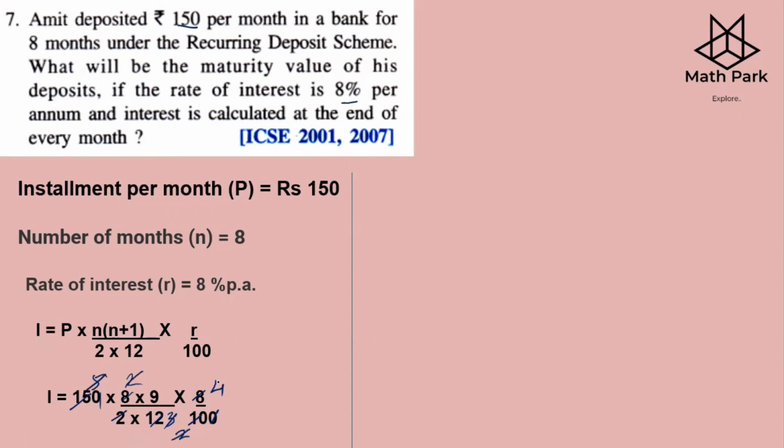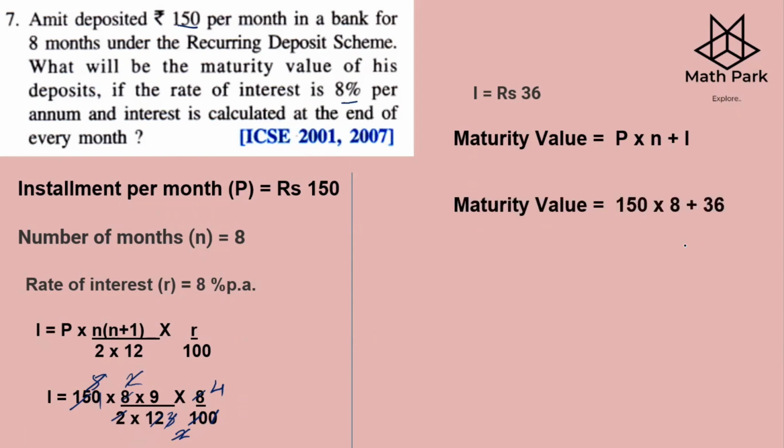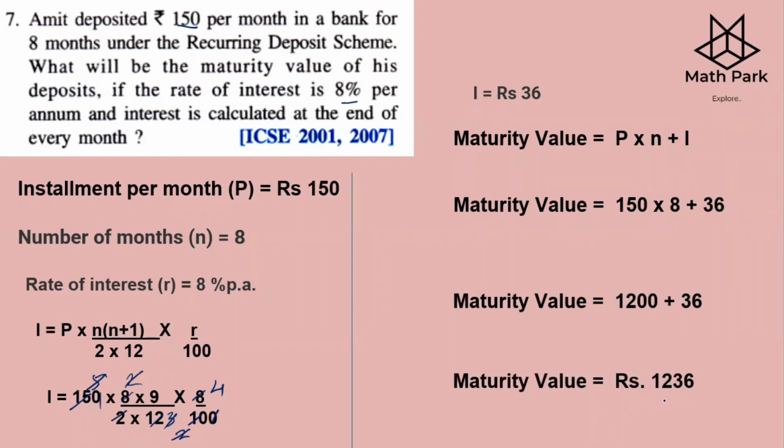2 and this 2 got cancelled, and 9 fours are 36. This is how we get 36 rupees as interest. Okay, so interest we got rupees 36. Now we are asked to find the maturity value, which is P into N plus I. P is 150. 150 into 8, you get 1200, and 1200 plus 36, 1236 is the maturity value. This was a pretty easy and direct question.